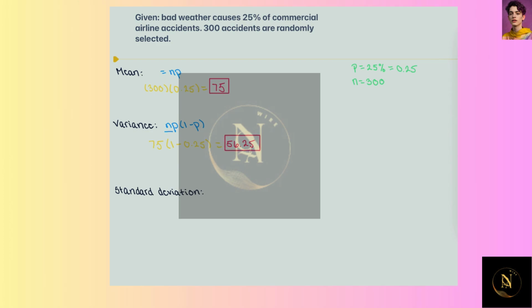Now for standard deviation, what we know is that it's just the square root of our variance. And we just found that our variance is equal to 56.25, so taking the square root of that gives us a standard deviation which is equal to 7.5.